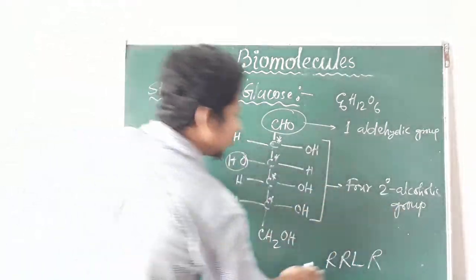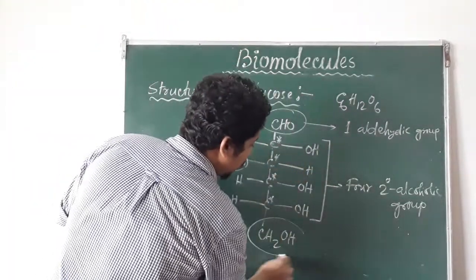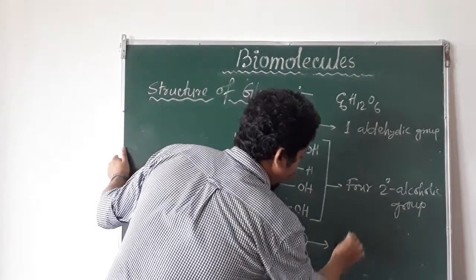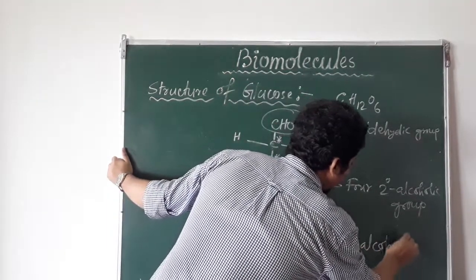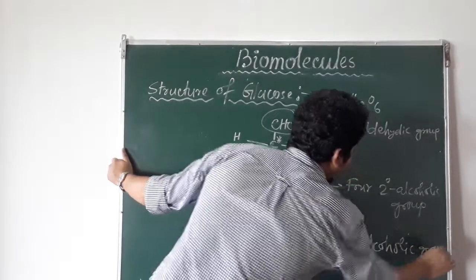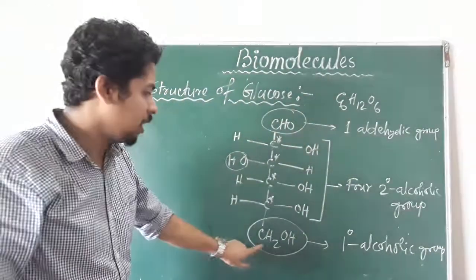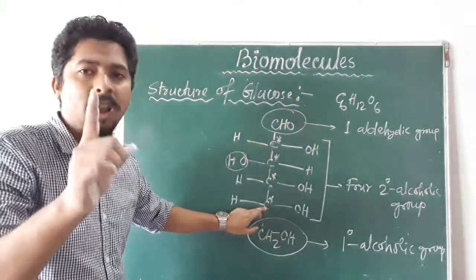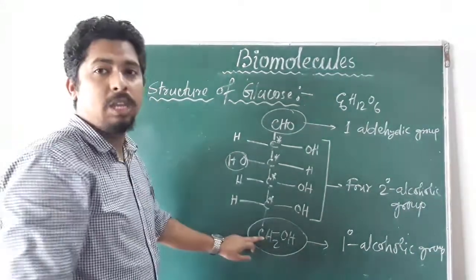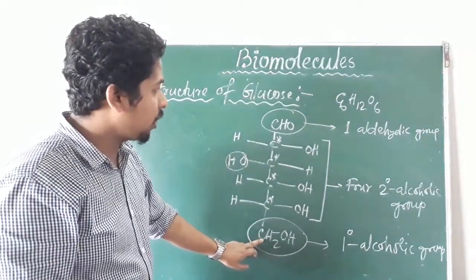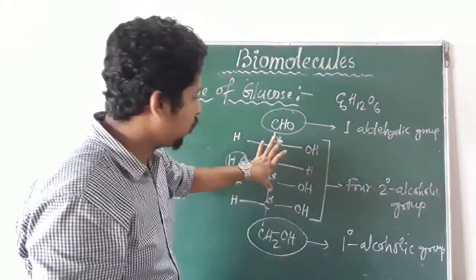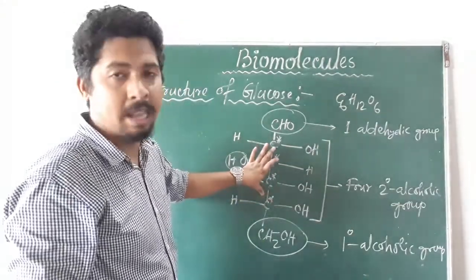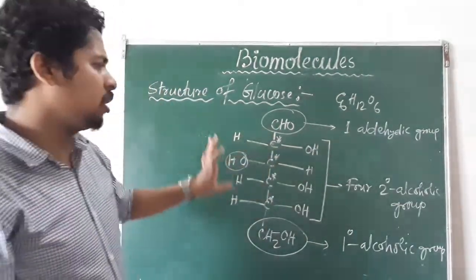And here you see we have CH2OH. This CH2OH is a 1-degree alcoholic group. How is it a 1-degree alcohol? Here you see this OH group is attached to this carbon, and this carbon is attached to only one carbon. That's why this is 1-degree. So here you see it contains one aldehyde group, 4 secondary alcoholic groups, and 1 primary alcoholic group. These are secondary alcoholic groups, and this is the aldehyde group. Okay, so this is the structure of glucose.